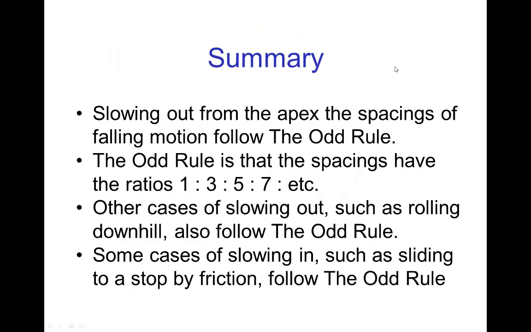So, in summary, slowing out from the apex, the spacings of falling motion follow the odd rule, and the odd rule means that spacings go in the ratios of 1 to 3 to 5 to 7, so forth. There's other cases besides simple falling that follow the odd rule, such as rolling downhill. And there's also cases of slowing in where something is losing speed, such as sliding to a stop by friction, that also tend to follow the odd rule. So there you have it. Now, this is mostly useful for straight-ahead animation, but there's other rules which are useful for pose-to-pose, and we'll see some of those in the next tutorials.